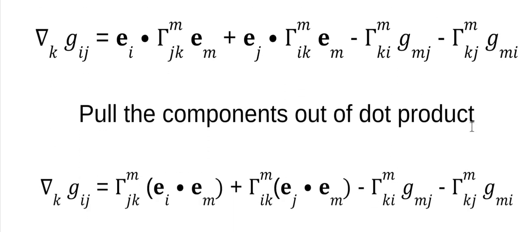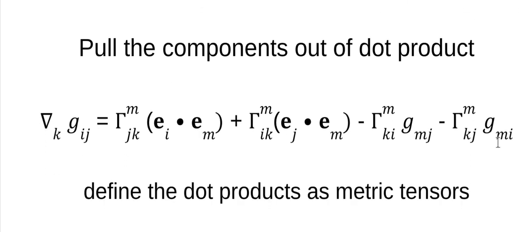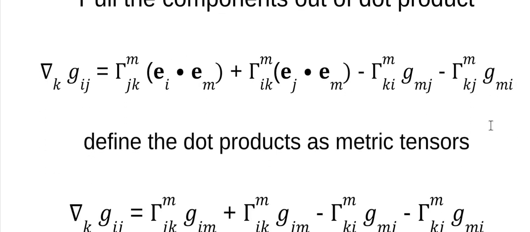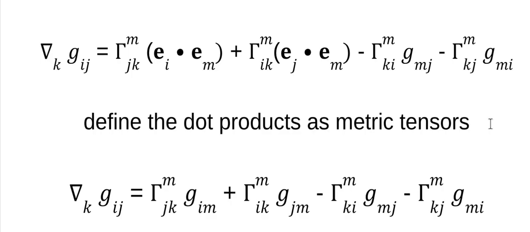And it looks like that. Now, what's this and this? Well, this is a metric tensor, right? So we've defined these dot products as metric tensors, and we got this.